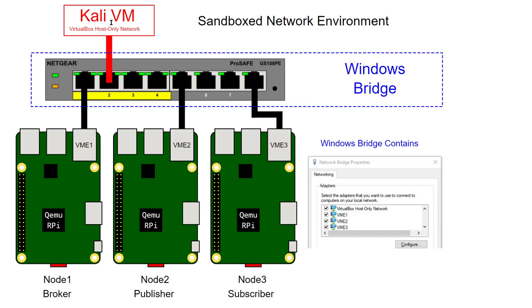So we've got a Kali Linux VM up the top, going through an Oracle VirtualBox host-only adapter into the Windows software bridge, which is taking the part of a hardware switch. We've got our three Raspberry Pis, and we'll be booting all three up. One will be set to the broker, one to the publisher, and one to the subscriber. So node 1, broker, node 2, publisher, node 3, subscriber.